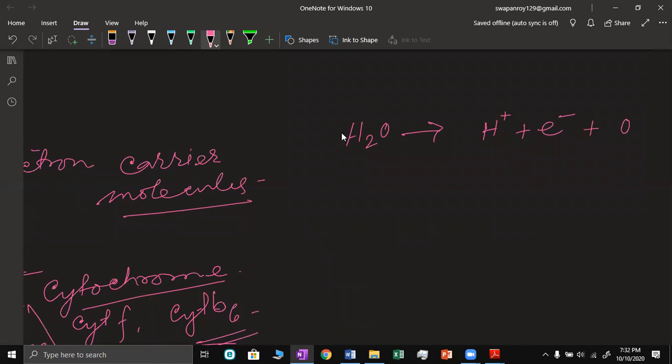Say two molecules of water will produce 4 hydrogen ions, 4 electrons, and ultimately it will give O2. One molecule of oxygen will be produced. So this is known as photolysis of water.